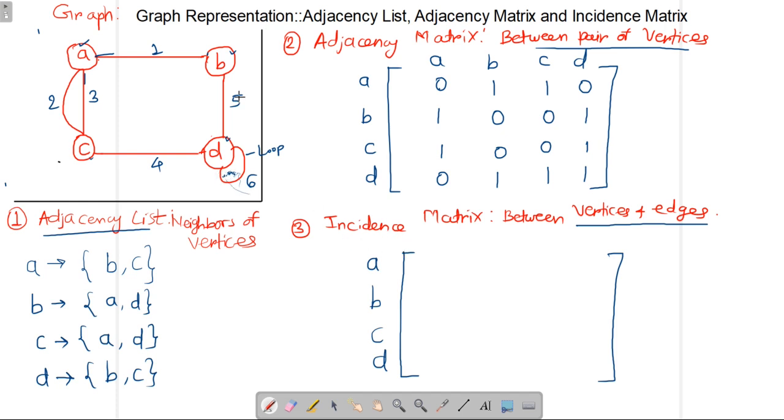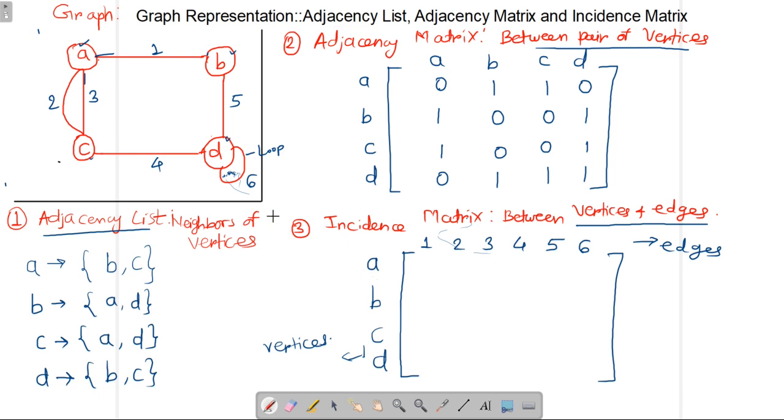Okay, so these are not the weights, these are just the numbers we have given to the edges. Now here we will list edges 1, 2, 3, 4, 5 and 6. So these are the edges and all these are the vertices. The incidence matrix is the relationship between edges and vertices.